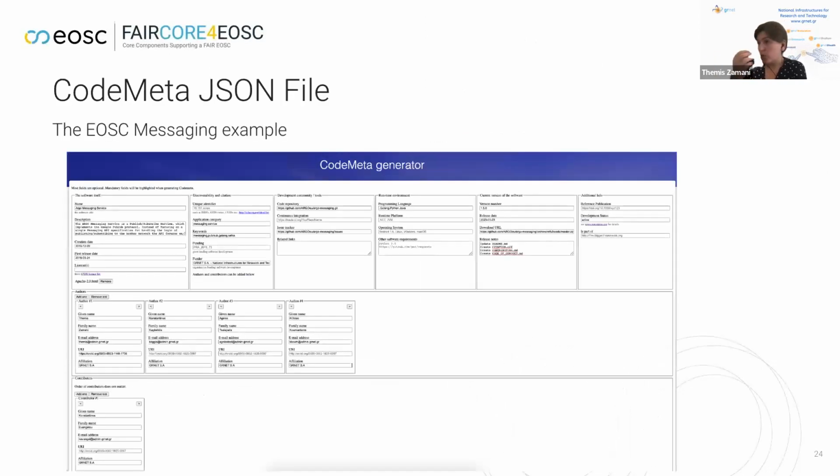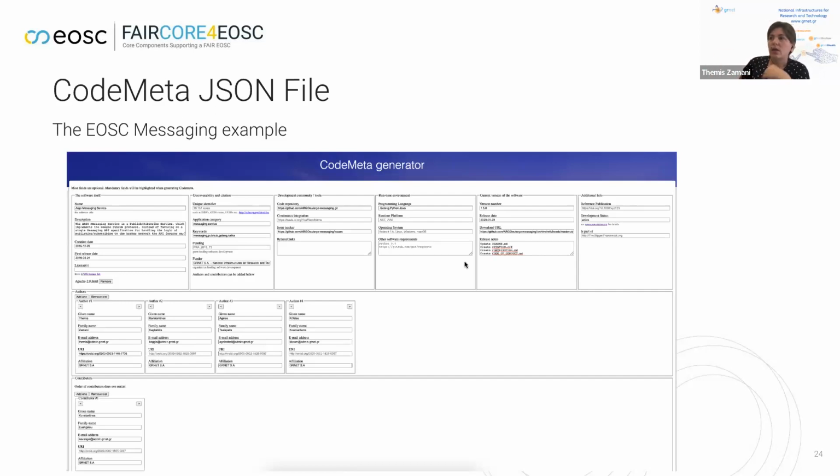So when you add all this information, here we have the EOSC messaging example, which is an EOSC-Core component. And here we added all the information that we want for the EOSC messaging: the name, the description, when it was first created, the current version of the software with where you can find information about it, the authors, the contributors, the development, the tools that we use, and of course our latest release.